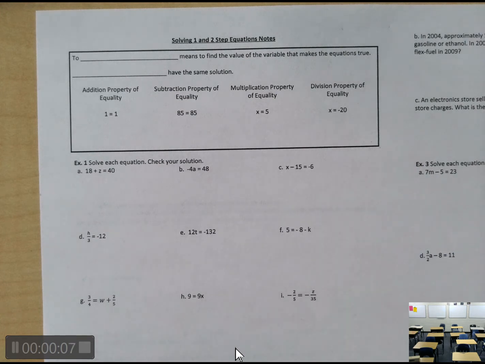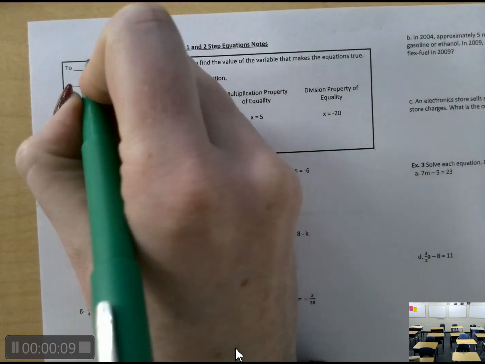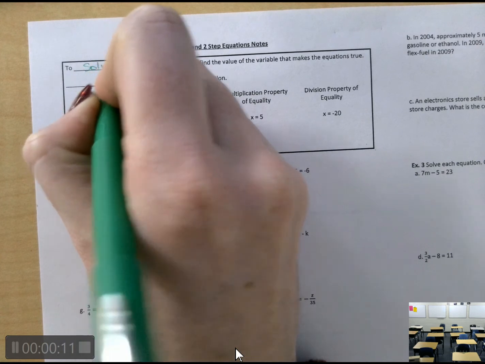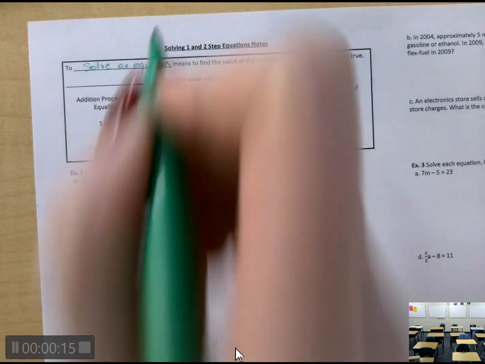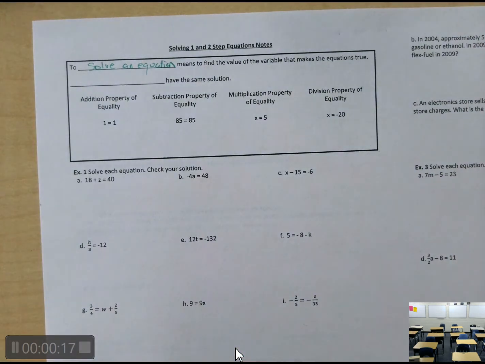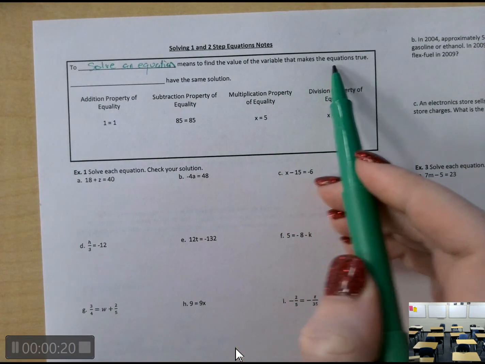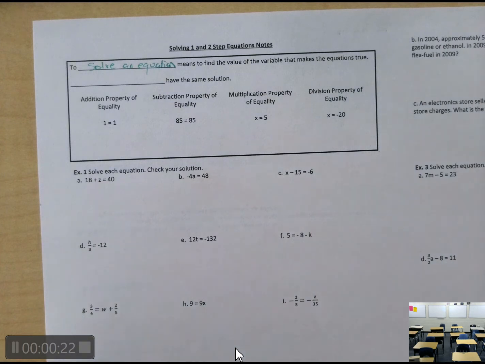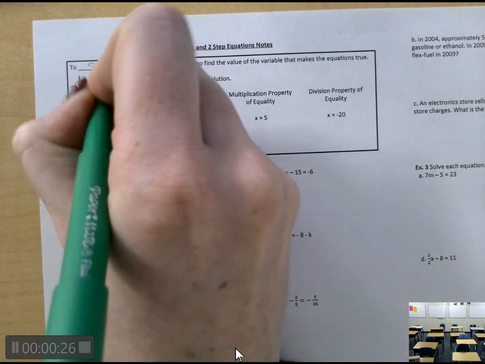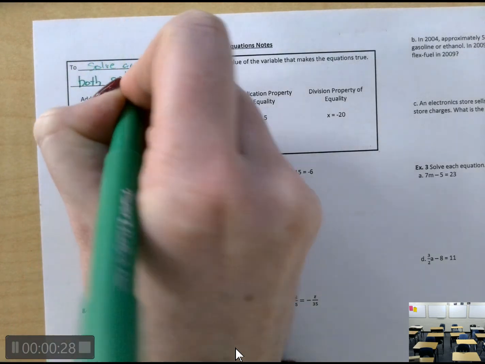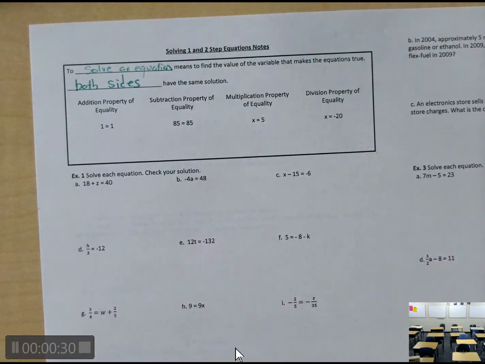So in order to solve an equation, it means to find the value of the variable that makes the equation true. All right? And both sides must have the same solution.